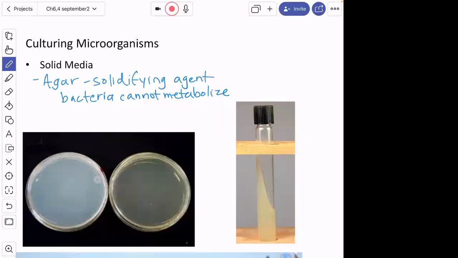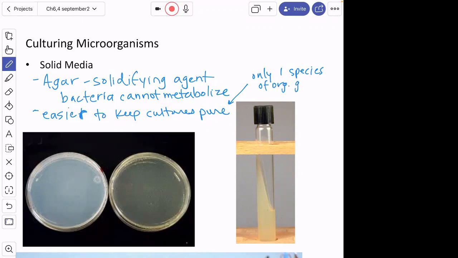The really nice thing about solid media, I can't remember whether I said this or not, is that it's easier to keep cultures pure. I forget whether I defined that or not. I've said this so often in lab this week that I forget what I talked about and what I didn't. But a pure culture is one where there is only one species of organism growing.